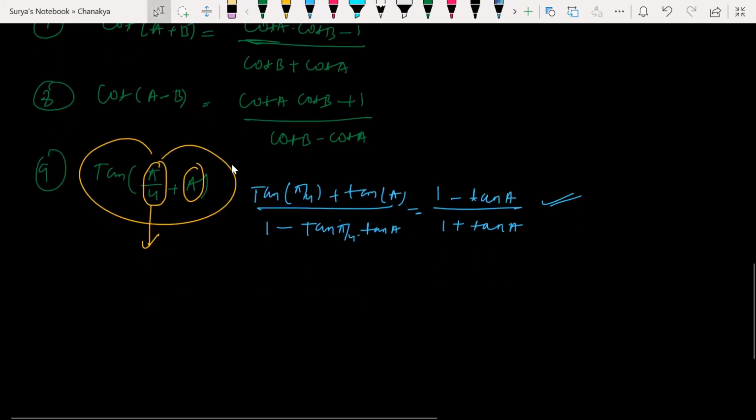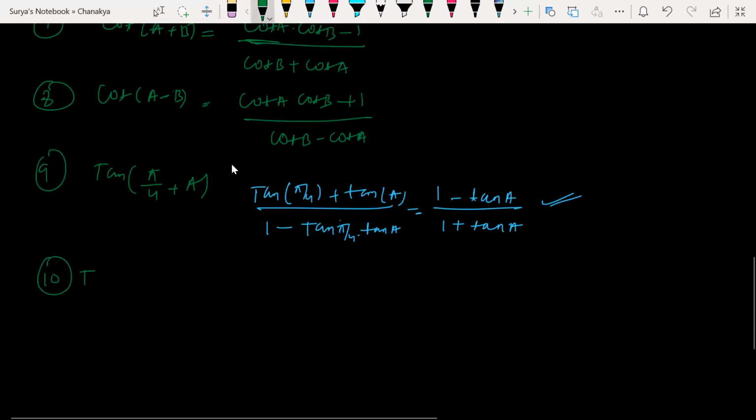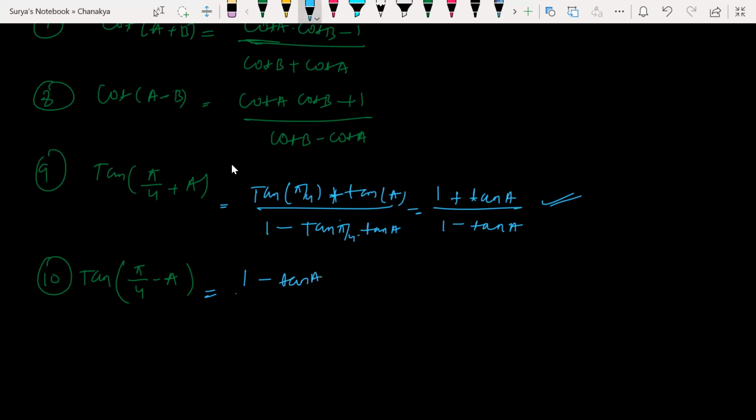Similarly, tan pi by 4 minus tan A. Let me write directly. Tell me the formula here. Sorry, 1 plus tan A. Here it should be plus, right? I forgot to write plus here, I wrote it reversed. So 1 minus tan A by 1 plus tan A. Very simple. Guys, I wrote plus here, but I wrote minus by mistake. But this is the formula.